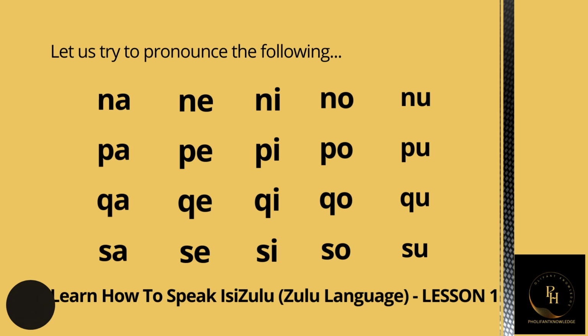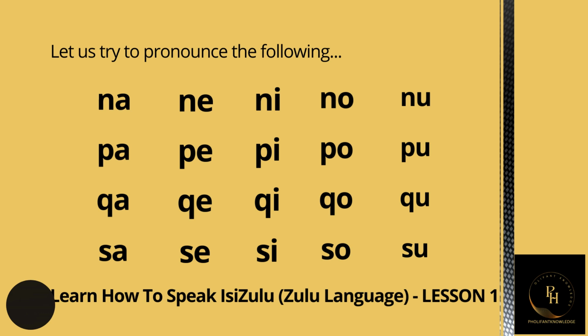Na, ne, ni, no, nu. That is the first line. Second line: pa, pe, pi, po, pu. Third line: a, e, i, o, u. Right. The last one: sa, se, si, so, su.